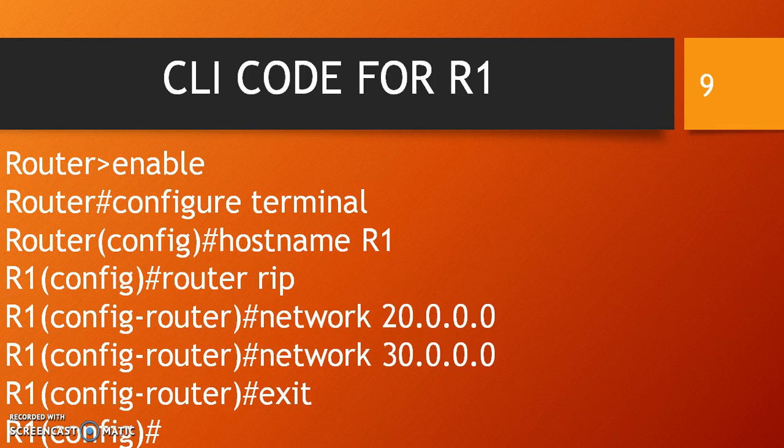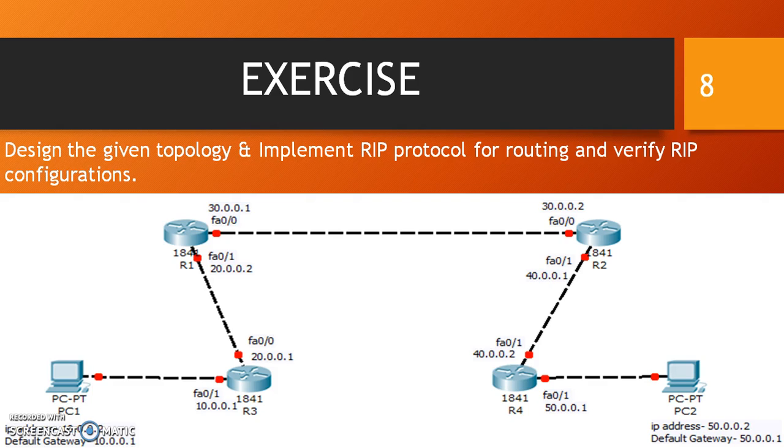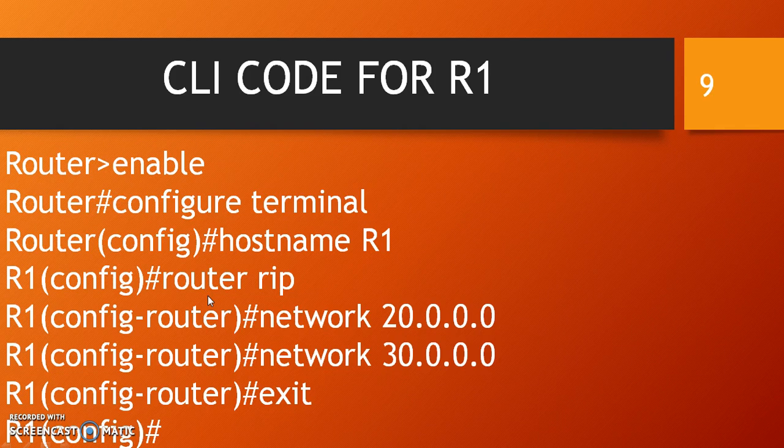Next task is to advertise the networks to which router R1 is directly connected. For that, we use the network command. As you can see in the diagram, router R1 is directly connected to network 30 and network 20. Therefore, we need to advertise these two networks. This can be done by entering the command network 20.0.0.0 and one more time network 30.0.0.0.